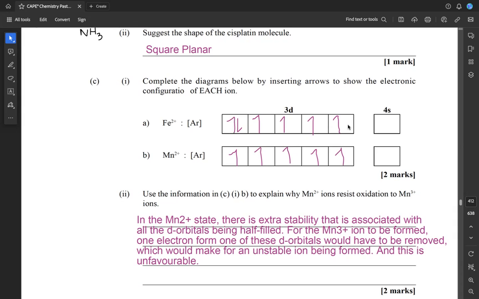If that's not clear, definitely drop a comment and let me know. But make sure you have a good grasp of that concept, because this could very well be something that you're tested on, okay?